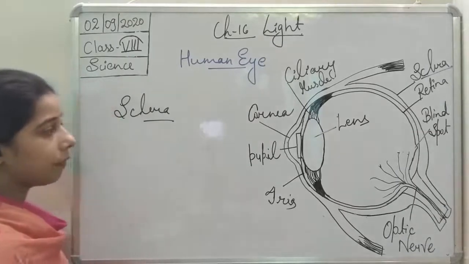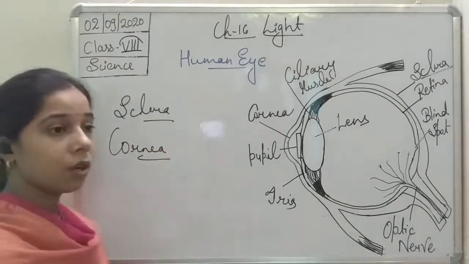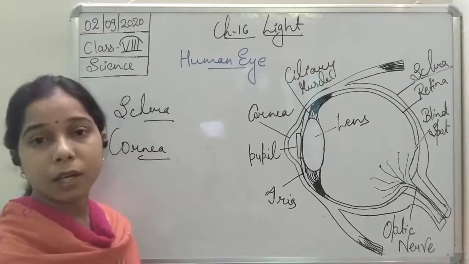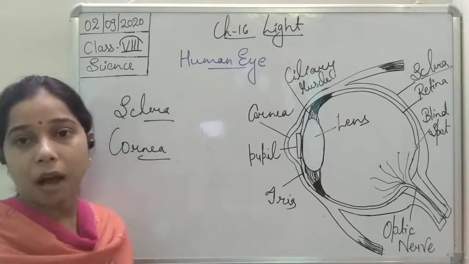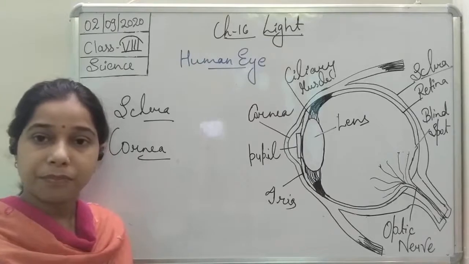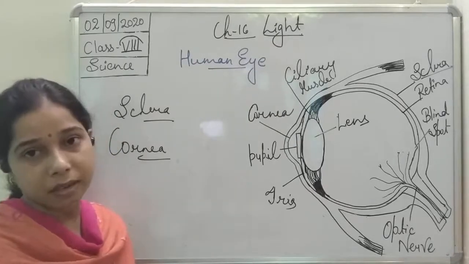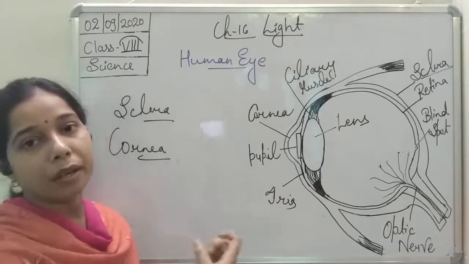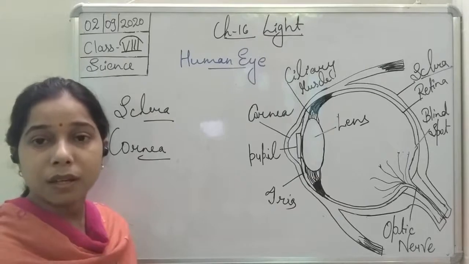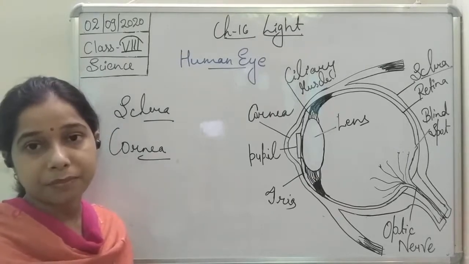Next one that we discussed is the cornea. Cornea is the second portion. A transparent bulging out part of the eye is the cornea. Basically this cornea is present just in front of the sclera. It allows the light rays to enter into the eye, and that is why cornea is also known as the window of the eye.